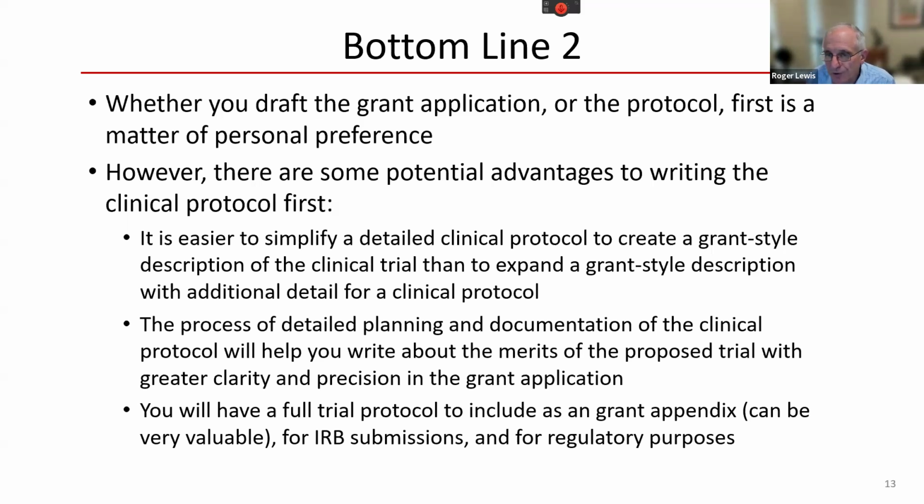Your grant reviewers will include people who've run into similar problems, and they will know that you have not thought about those details because it doesn't seem like it's really feasible. So when you write your protocol first, you think about a lot more of those details. That allows you to write a much tighter and more convincing summary of the trial procedures in your grant. It also means that you'll have your full trial protocol to include as a grant appendix, and as I've now overemphasized, that can be incredibly valuable. It'll also be there for IRB submissions, regulatory purposes, etc.